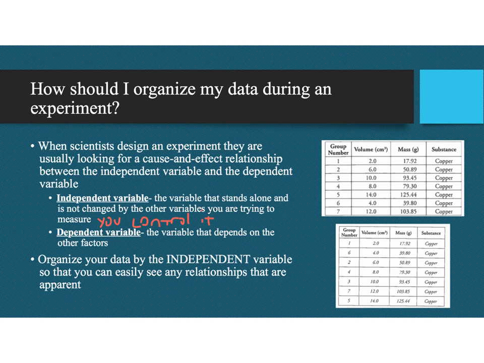Now, the dependent variable is the variable that depends on the other factor. It depends on the independent variable. So in our plant height versus water, the plant height is going to depend on the water. So the plant height is the dependent variable in that experiment.